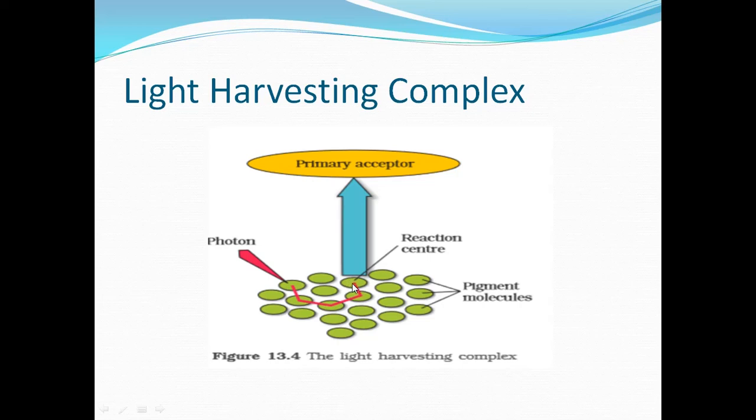Now the reaction center consists of chlorophyll molecules. The electrons released from the reaction center are accepted by an electron acceptor, the primary acceptor. As the electrons are lost from a molecule, it gets oxidized, and molecules that accept the electrons get reduced. So when the reaction center chlorophyll loses the electrons, this molecule is said to be oxidized, and the primary acceptor that accepts these electrons is said to be reduced.